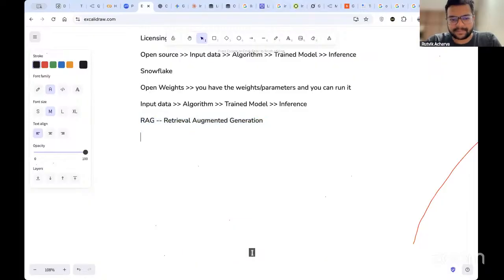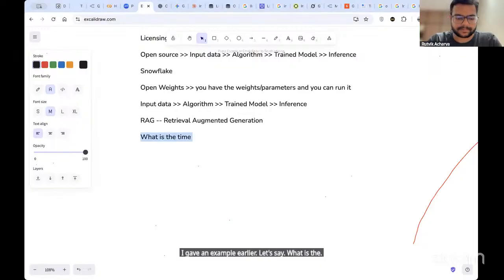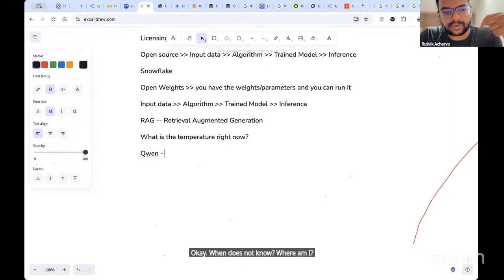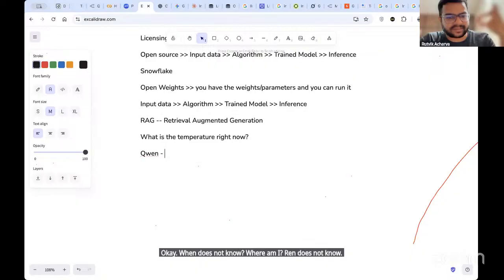I gave an example earlier. Let's say, what is the temperature right now? I'm asking this to say Gemini or, sorry, Qwen. Qwen does not know where I am. Qwen does not know what the temperature is around where I am. Maybe it does not know what the time is.